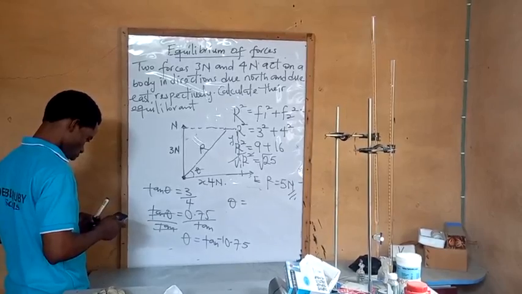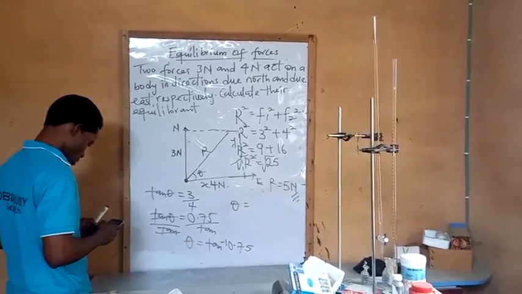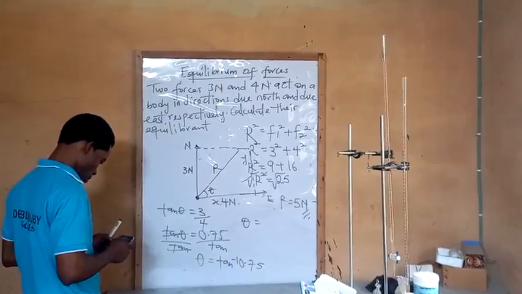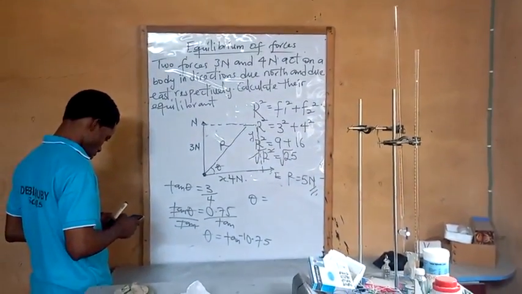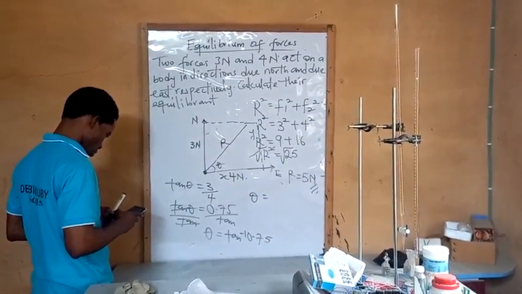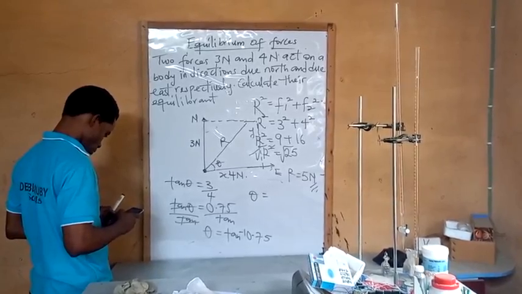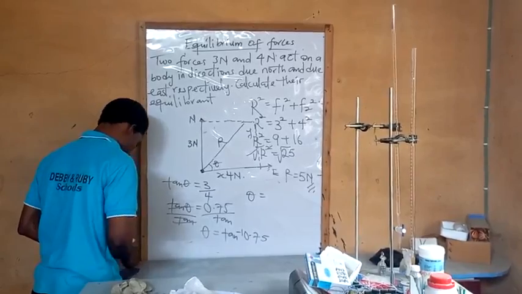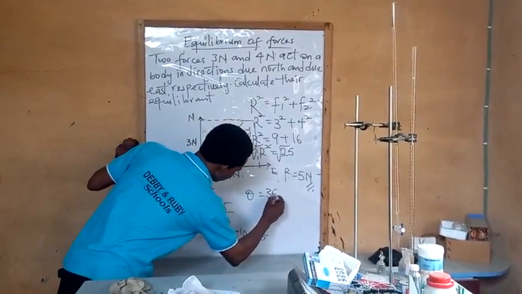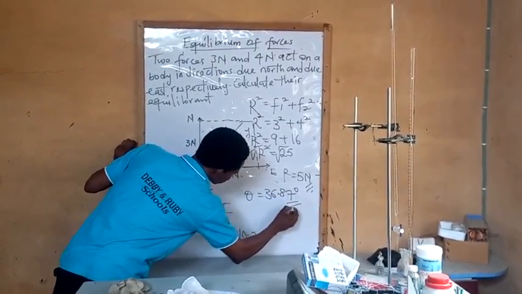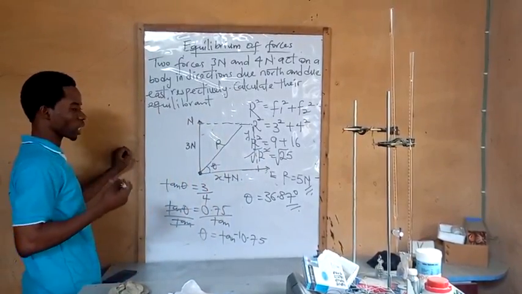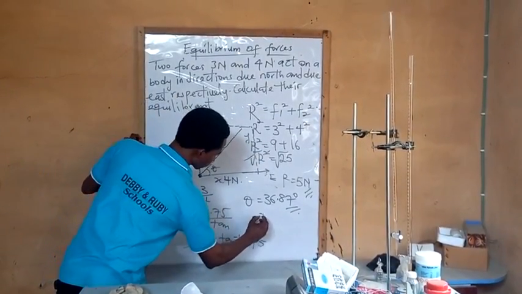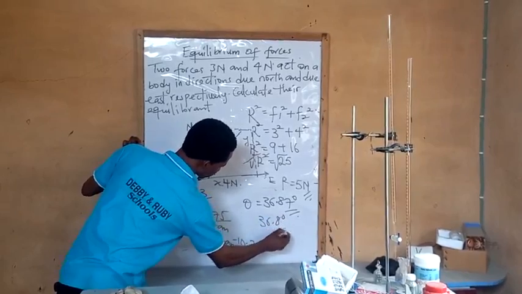Shift tan 0.75 gives 36.87. 36.87. To take it to significant figures, it is 36.87 degrees.